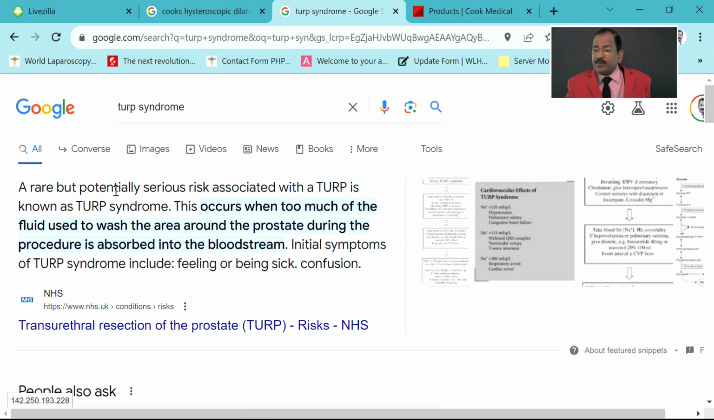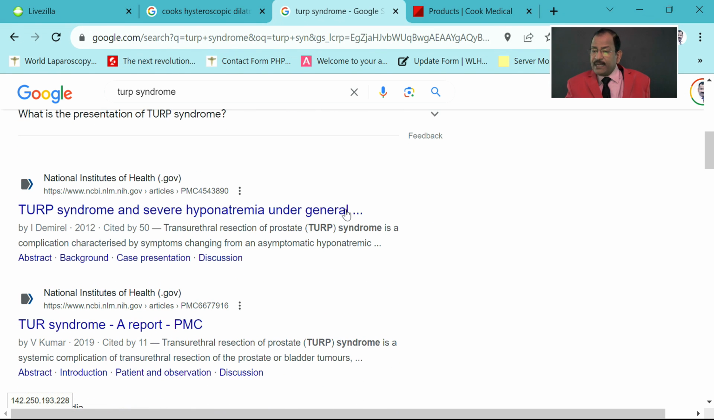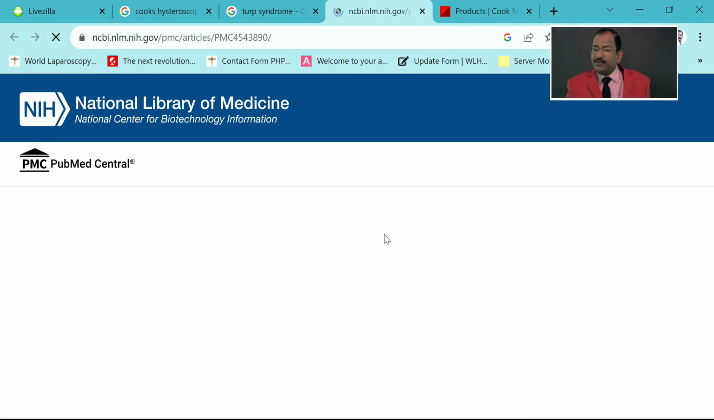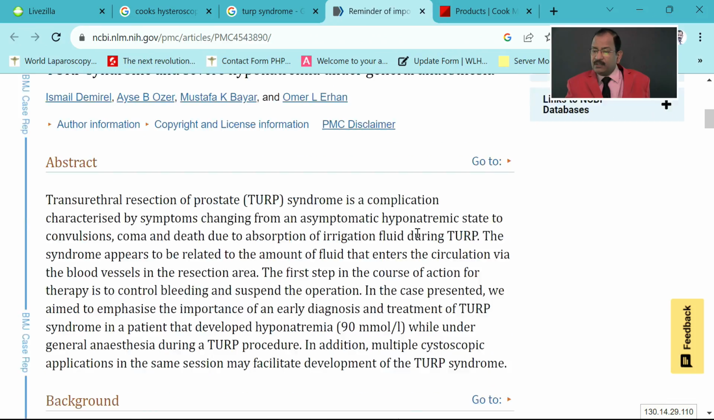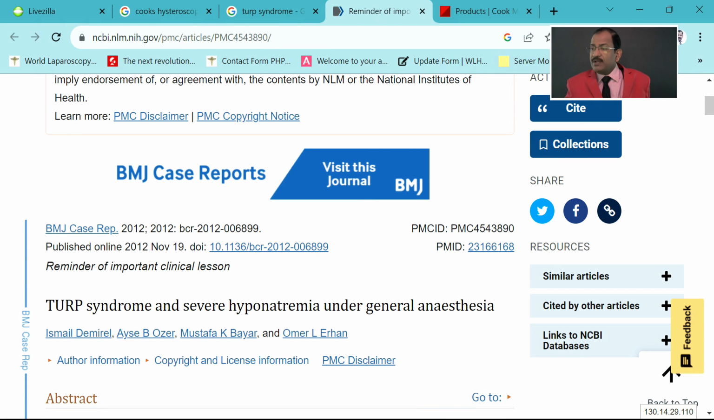It is a rare but potentially serious risk associated with TURP. This occurs when too much fluid is used around the prostate, and it is a very big problem. Why did it happen? It happened due to a hyponatremic state, because glycine will put the sodium out.